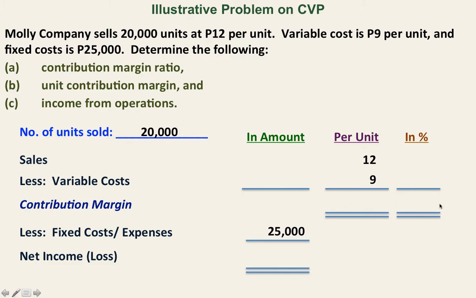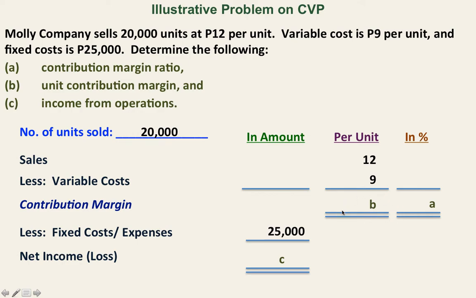So that is contribution margin ratio. Okay, next, unit contribution margin, and income from operations. So this is C, the income from operations. Based on this, it is now easier for you to solve the required items. Here, contribution margin ratio, you are asked this one. However, it is best that you have, because these are already available.